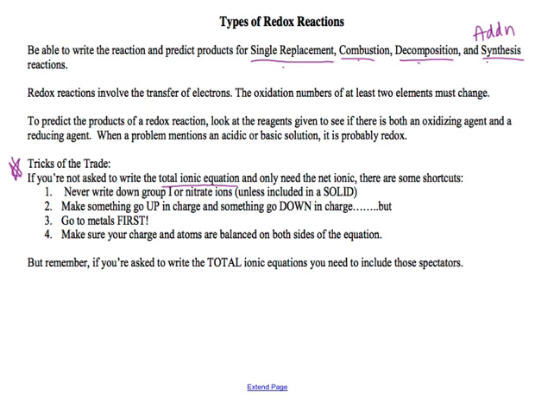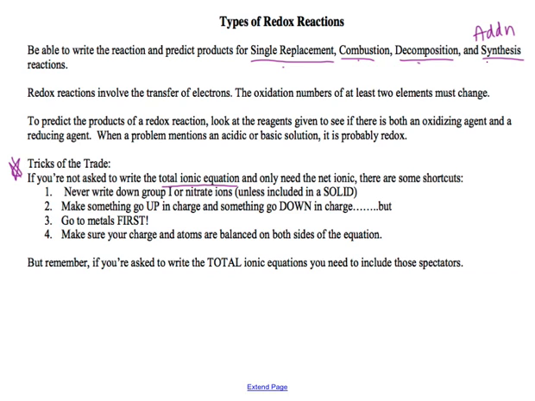So your first trick: never ever write down group 1 or nitrate ions. Why? They're just going to be spectators. Now, there is an exception to that. If a problem says solid sodium chloride is added, they're telling you it's in solid form, so you have to write NaCl. If they say sodium chloride solution, you have Na+ and Cl-, right? So you can just write down the Cl-. You don't even write down the Na+.